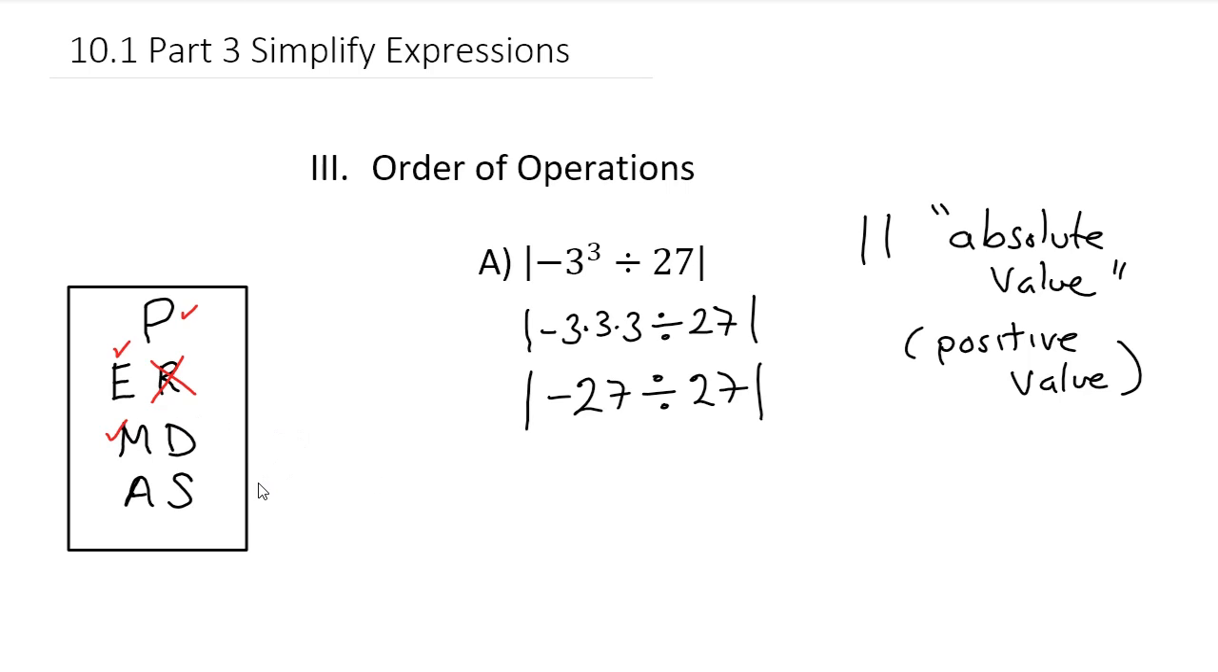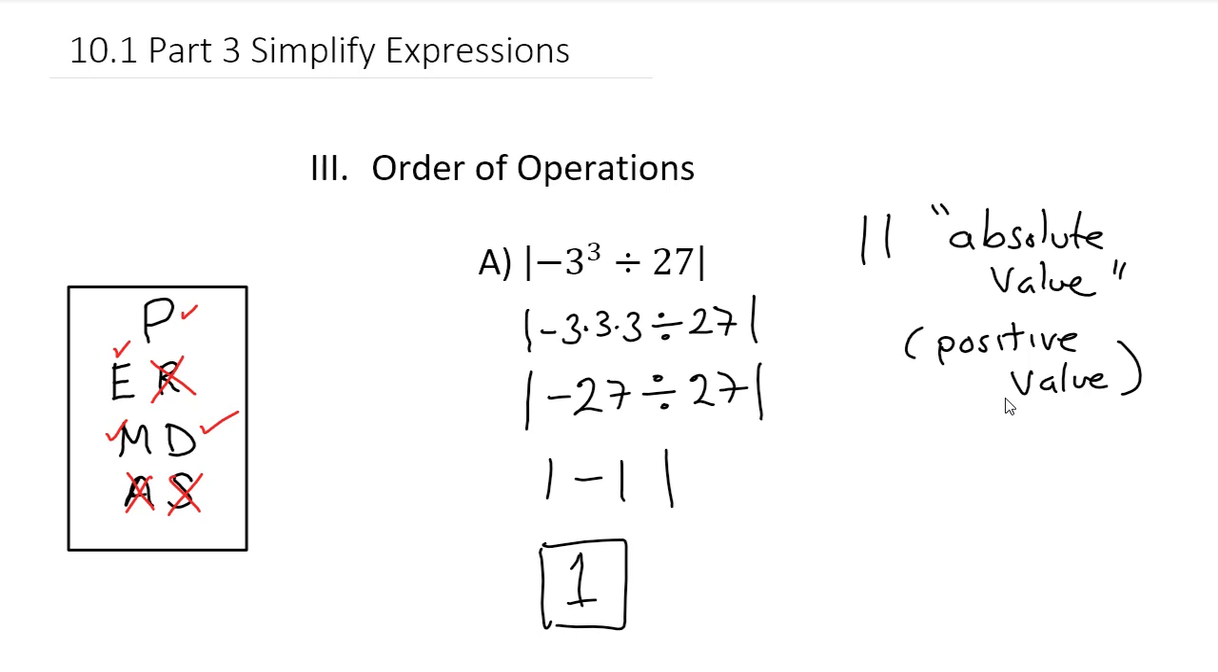Now the next thing is to do division. And I do have that division here. So negative 27 divided by 27 is going to be a negative 1. Okay, so the absolute value of negative 1. So multiplication, division, that's taken care of. I don't have any addition or subtraction. So the only other thing that I need to do here at the end is that I need to take the absolute value. Again, that means the positive. So the positive of negative 1 is going to be a positive 1.